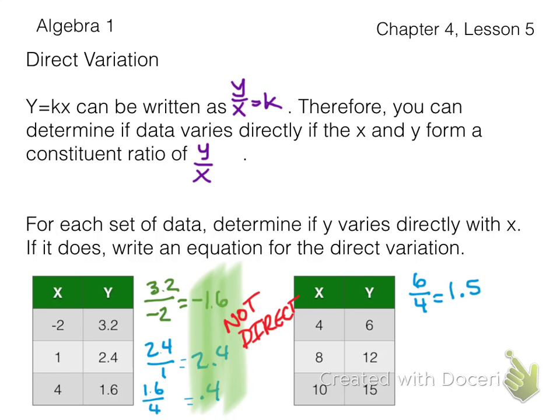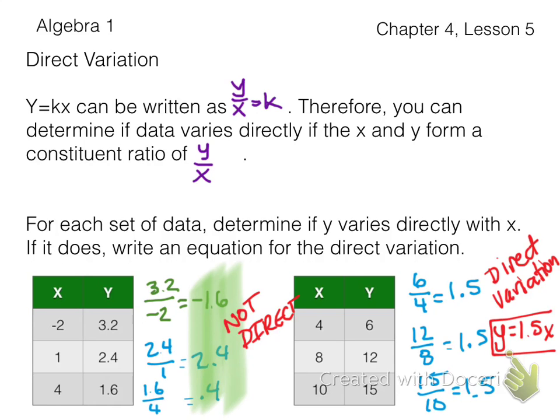Whereas for the other one on the right side, if I do y divided by x every time, I'm going to get 1.5 every time. Therefore, the direct variation is 1.5, and I can write my formula as y equals 1.5x. Okay, last slide. There it is.